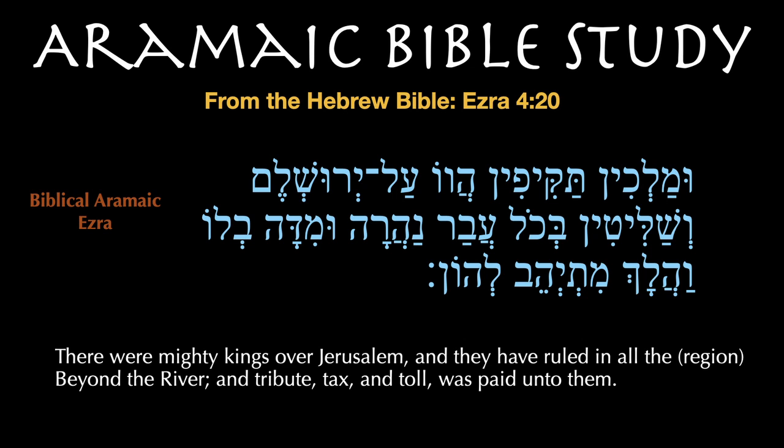And that translates to, there were mighty kings over Jerusalem, and they have ruled in all beyond the river, or all the region beyond the river, and tribute, tax, and toll was paid to them. So looking at these Aramaic terms, this is all Aramaic, but if you look toward the end of the sentence, you have a number of terms that are sourced in the Akkadian language.